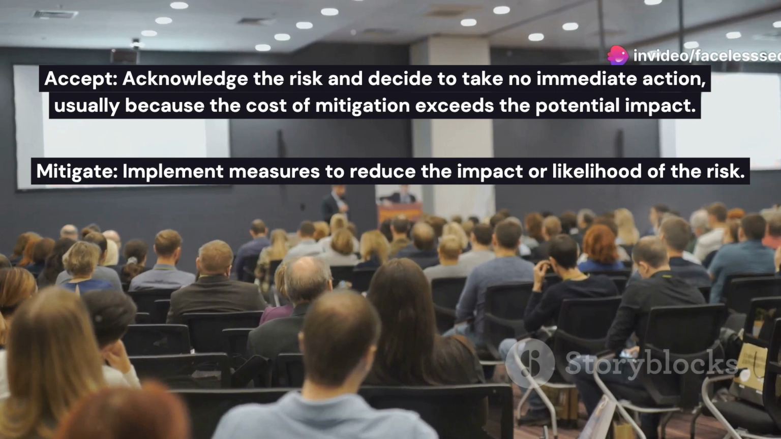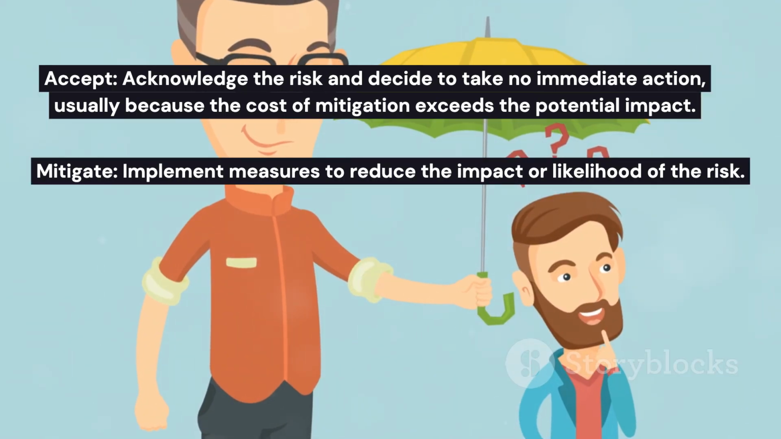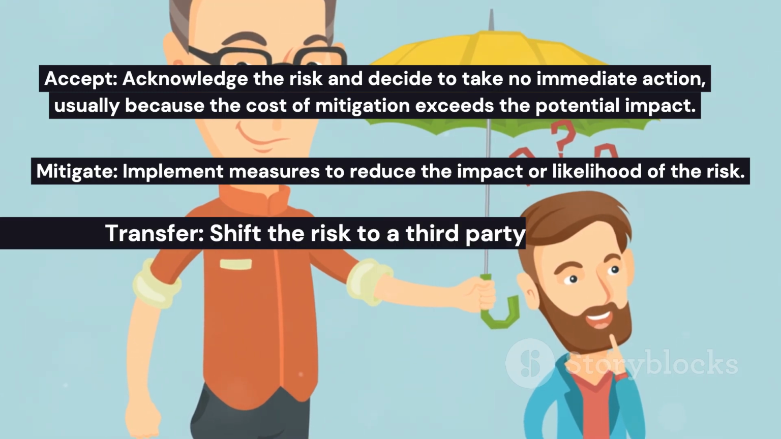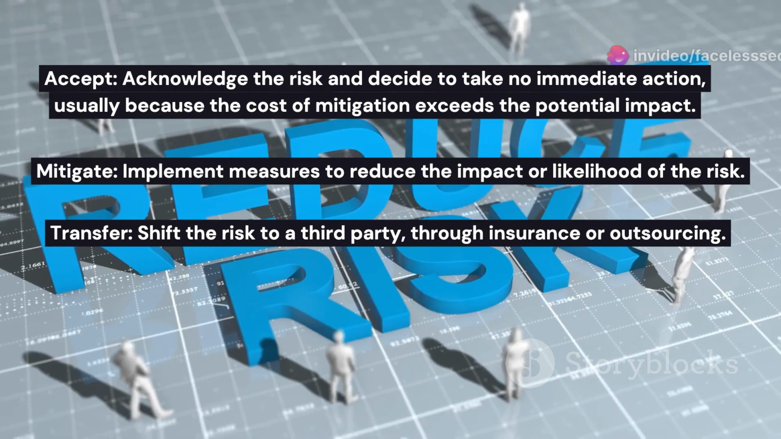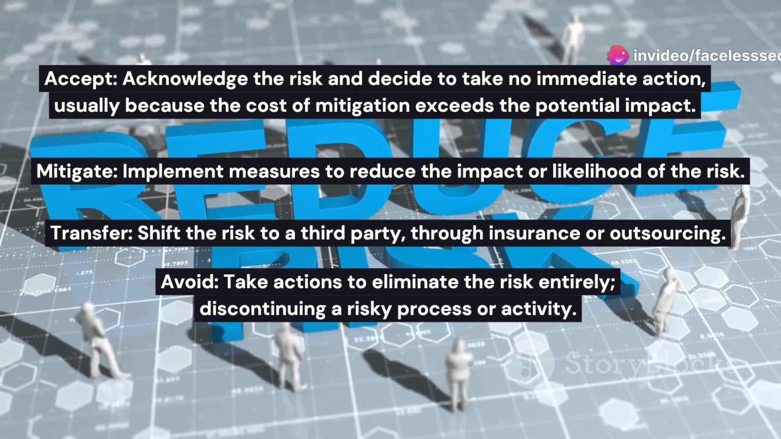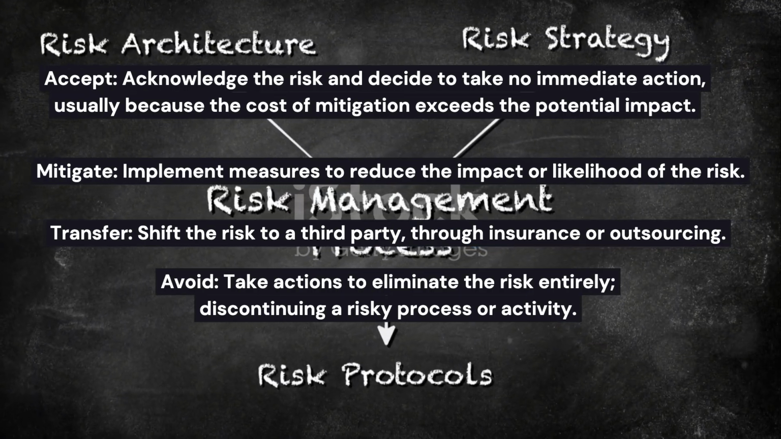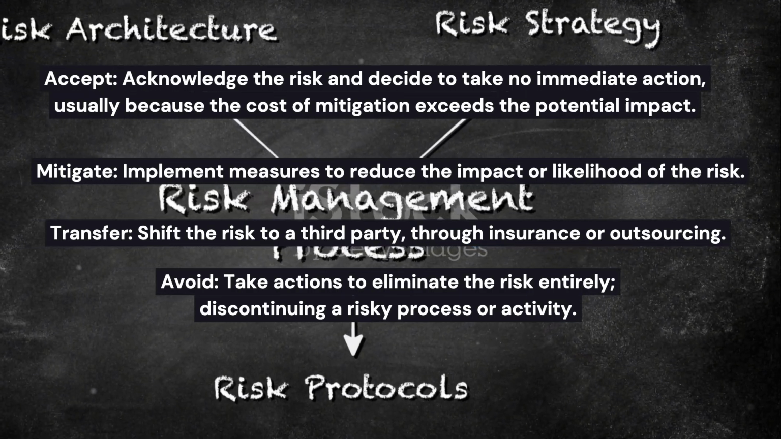This could include installing security systems, conducting regular audits, or training employees. Transfer: shift the risk to a third party, typically through insurance or outsourcing. Avoid: take actions to eliminate the risk entirely, such as discontinuing a risky process or activity.